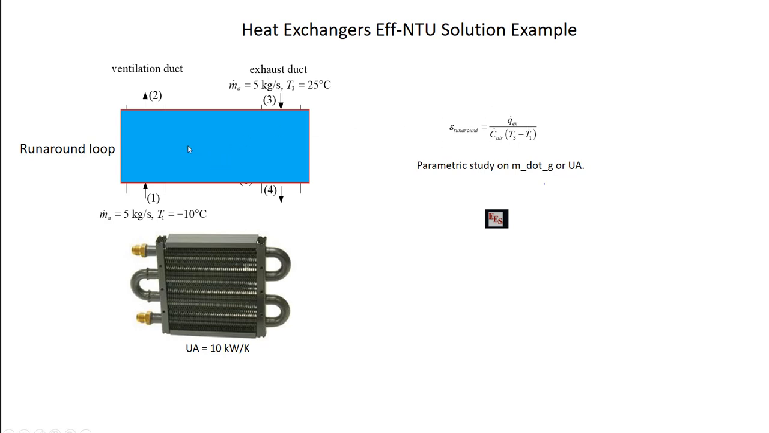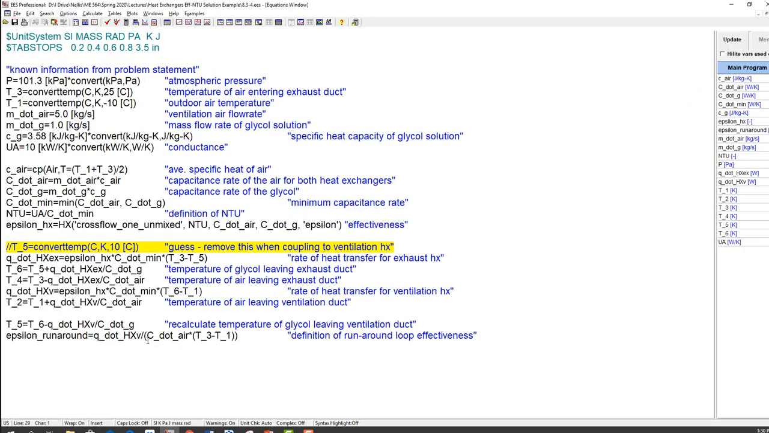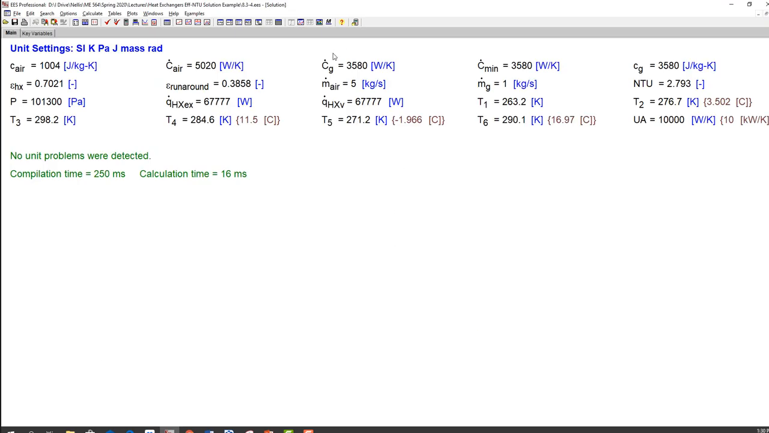So the effectiveness for the runaround loop is the rate of heat transfer from this exhaust air to the ventilation air, divided by the maximum possible rate of heat transfer, which would be the capacitance rate of the air times T_H,in, which is 25, minus T_C,in, which is minus 10. That's the overall effectiveness of the runaround loop. And if I calculate that overall effectiveness, which I did down here, I find that it is 38%. So I've made a 38% effective heat exchanger by combining two 70% effective heat exchangers, if you want to think about it that way.